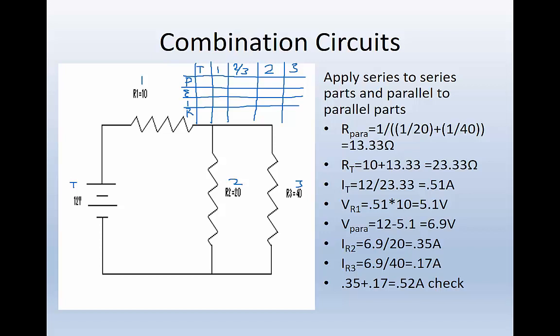Okay, so what do we know? We know that the voltage at the source is 12. And we know that the resistance at 1 is 10. We know that the resistance here is 20. We know that resistance here is 40. It's a little tough to read. That's why I've got it written out right here for you, okay?